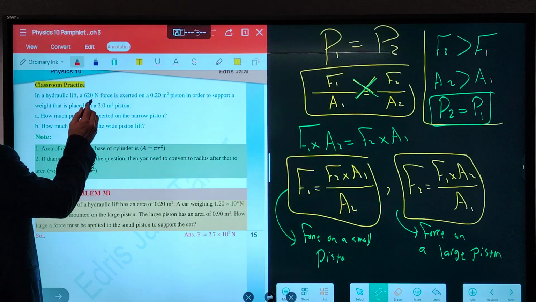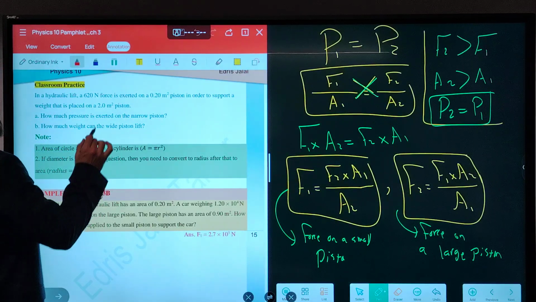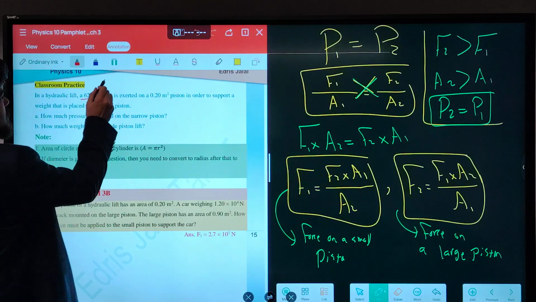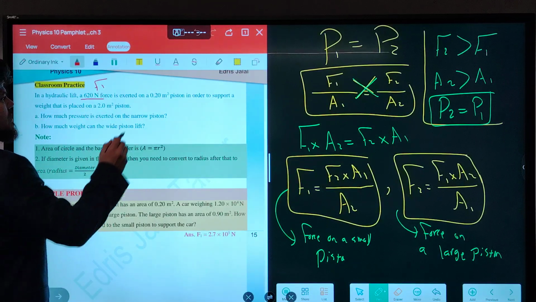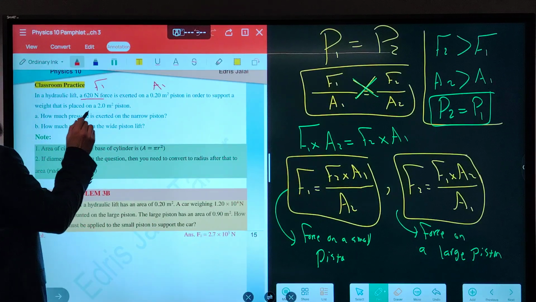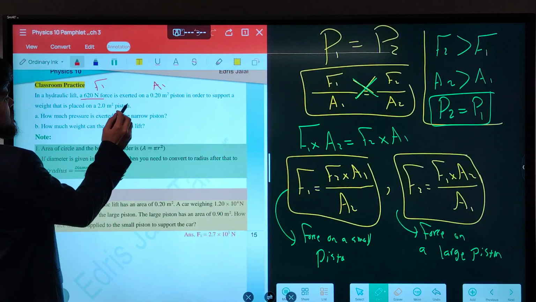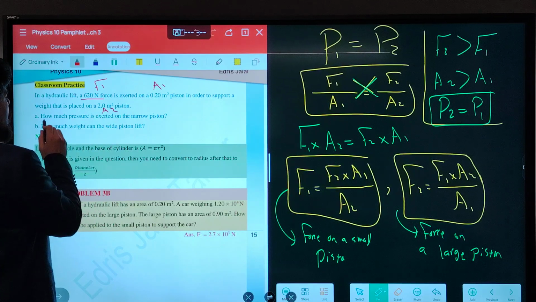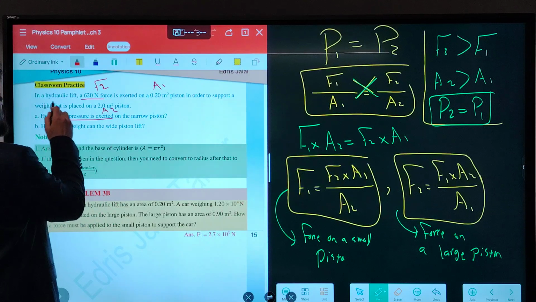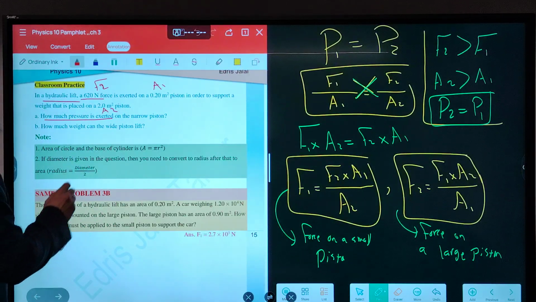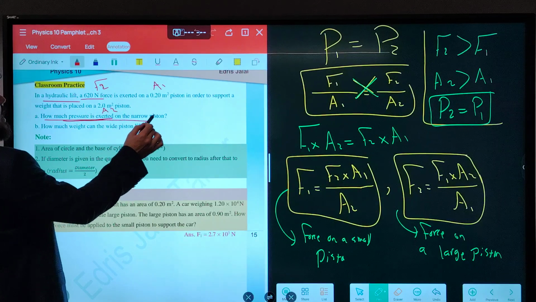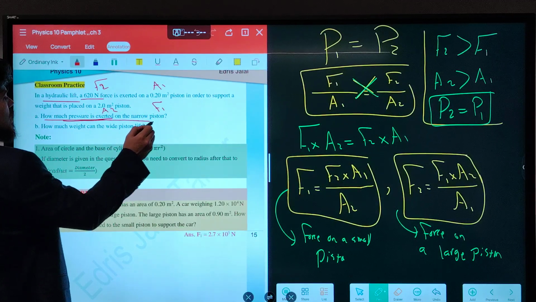In a hydraulic lift, so this is classroom practice, you have to solve this question by yourself. In a hydraulic lift, a 620 Newton force is exerted, this is F2, in order to support a weight that is placed on 2 meters squared, this is A2. Sorry, the 620 Newton is F2. How much pressure is exerted on the narrow piston? The narrow piston is at F1.